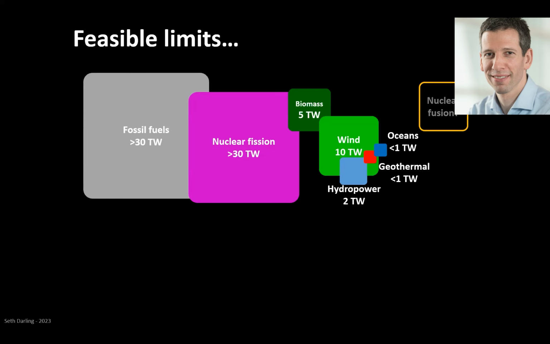You can scale up nuclear energy to power the entire planet in principle. But to get to that scale, you would have to build a new nuclear power plant every day from now until the year 2050. Every single day, a new nuclear plant.